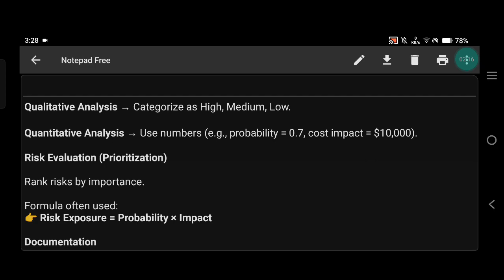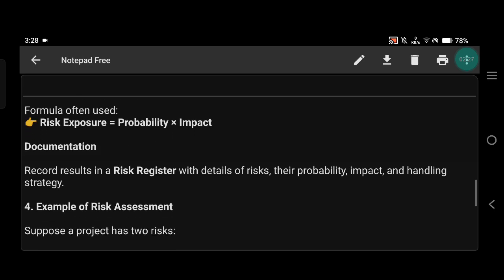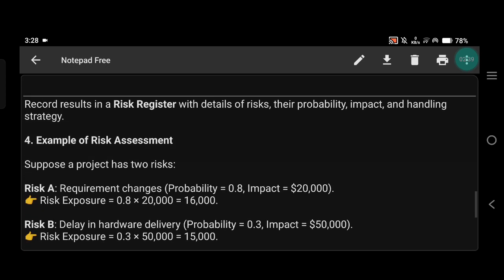Risk evaluation or prioritization: rank risks by importance. The formula often used is risk exposure equals probability multiplied by impact. Documentation: record results in a risk register with details of risks, their probability, impact, and handling strategy. Example of risk assessment.